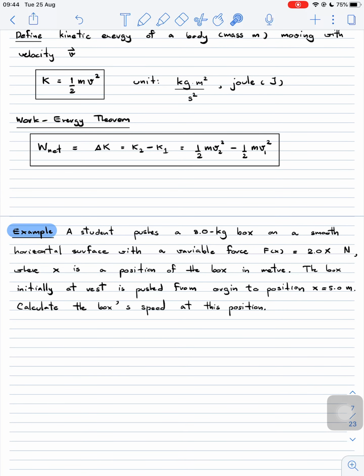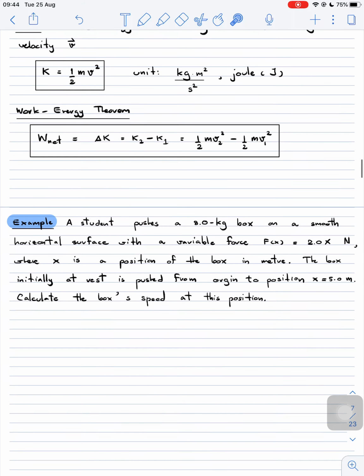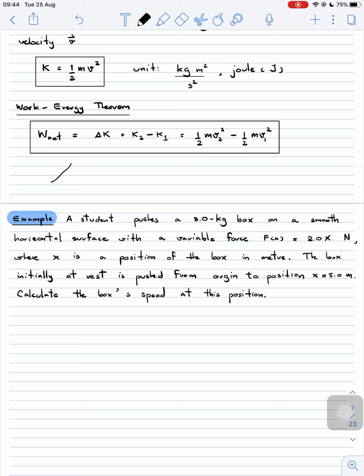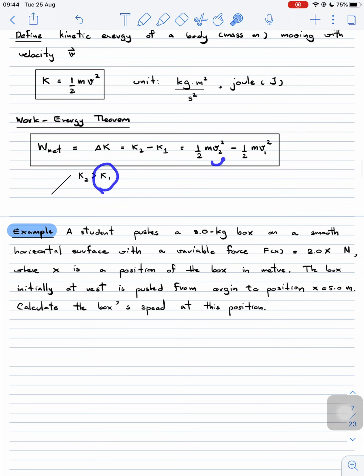But just keep in mind that, for this question, the left hand side must be the work done by the resultant force or the net force. It's not the work done by an individual force. It must be the work done by the resultant force. So in this case, if K2 is greater than K1, it means that the final kinetic energy is greater than the initial kinetic energy, or on the other hand, we can say that the final speed is greater than the initial speed.